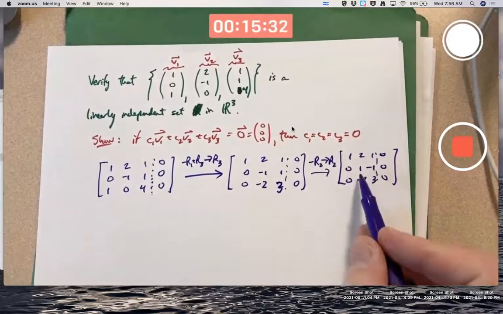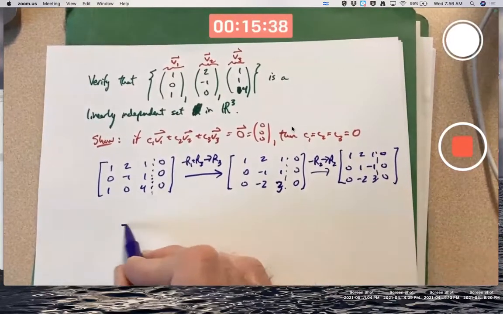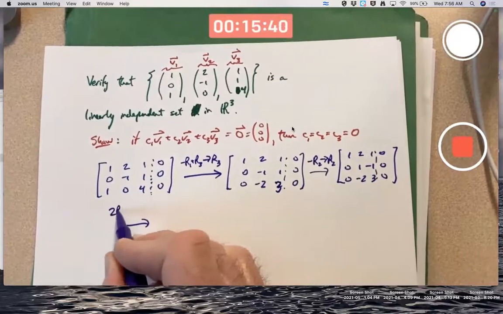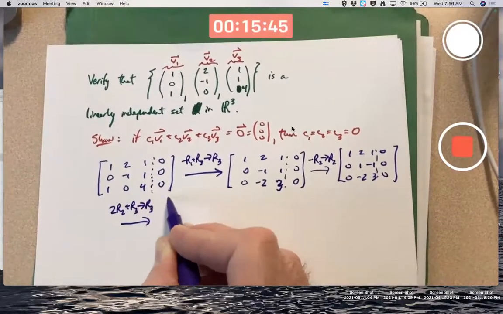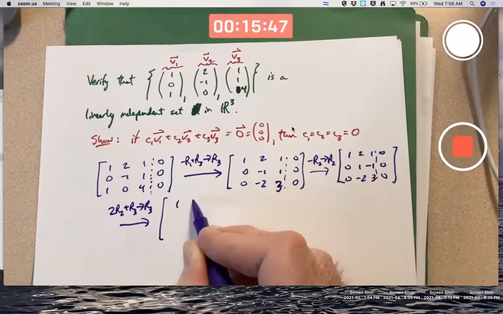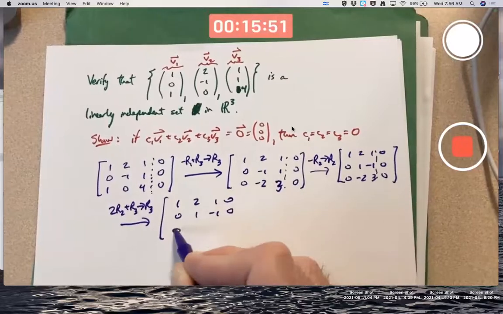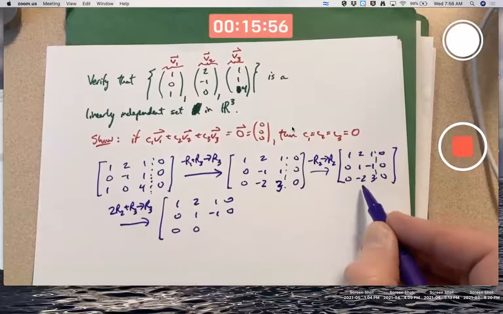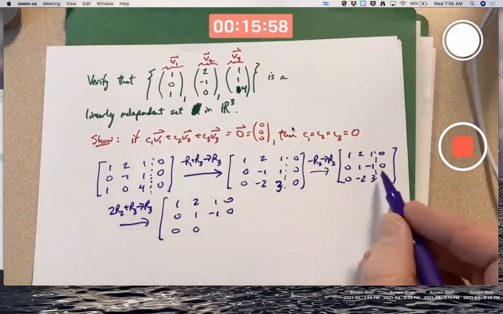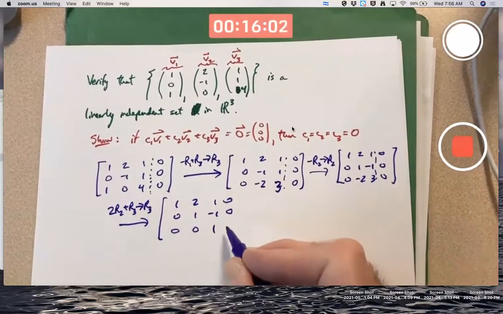I next want to get a 0 under this leading 1 in the second row, get a 0 right there. So now I'm going to multiply row 2 by 2, put the answer in row 3 after adding it to row 3. The first 2 rows are going to stay the same. I'll get a 0 right there. 1 times 2 is 2, plus -2 is 0. -1 times 2 is -2, plus 3 is +1.